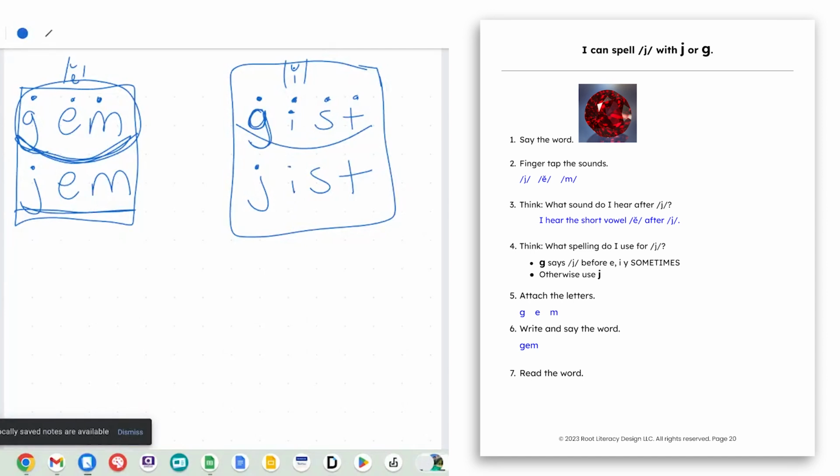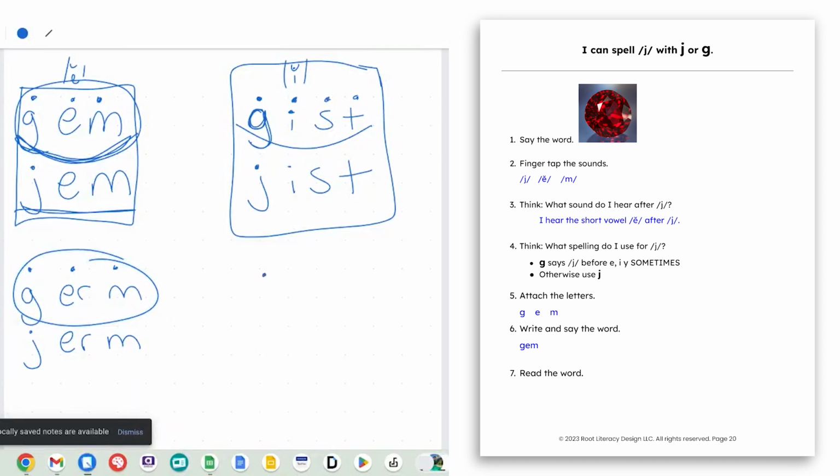Let's try another one. The word is germ. So we would tap it out. The first one would be G-E-R-M, or you'd want them to try, is it J-E-R-M? And by looking at this, I would want them to circle the correct spelling of the word.